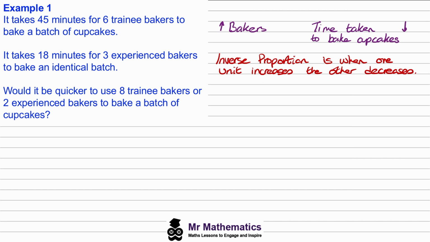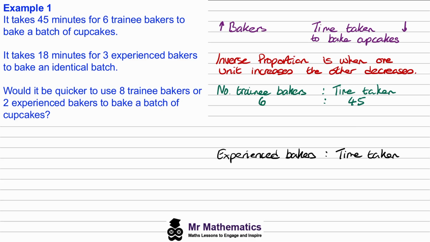So if we go back to the question, we're told that it takes 45 minutes for 6 trainee bakers. So our ratio becomes the number of trainee bakers to the time taken, and this is 6 to 45 minutes. And now we need to set up another ratio for experienced bakers. And this is where we're told it takes 3 experienced bakers 18 minutes. And we want to work out if it's quicker to use 8 trainee, so we'll write this here, or 2 experienced. So we need to work out the time taken for both.